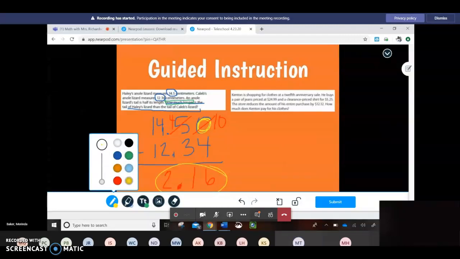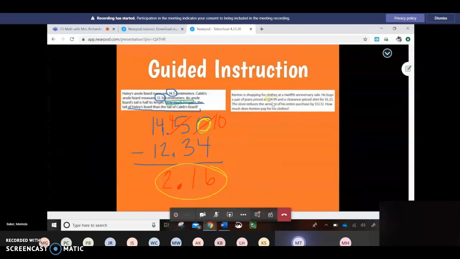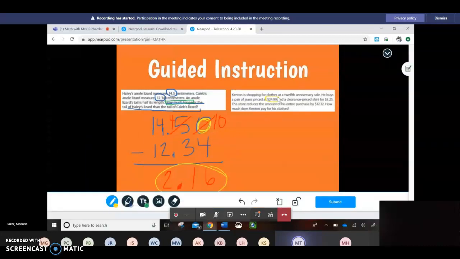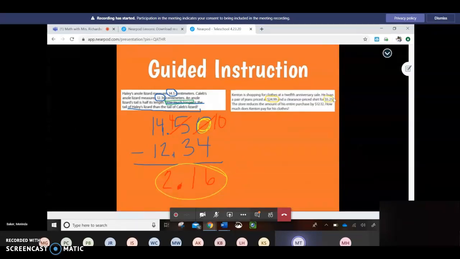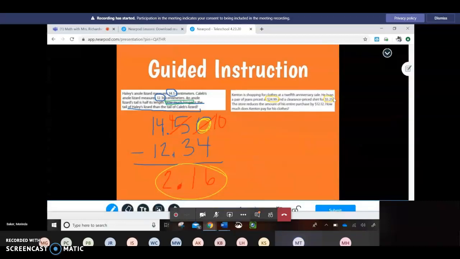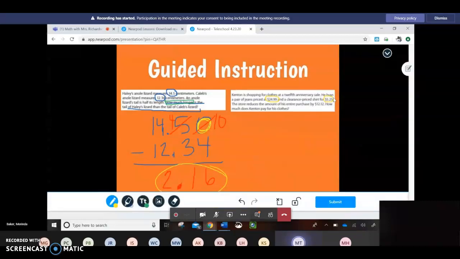So I want to start with my CUBES. Do you see any key numbers that I should circle? 24 and 99 hundredths. Yes, that represents how much you pay for the jeans. What else? And 5 and 25 hundredths. Is that all that I need to circle? No. Okay, what else do I need to circle?